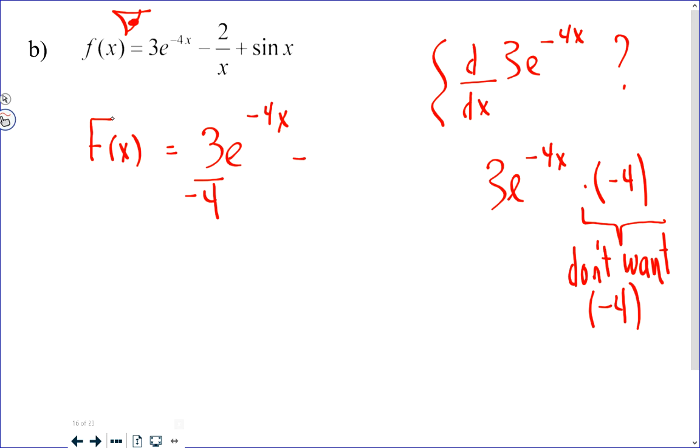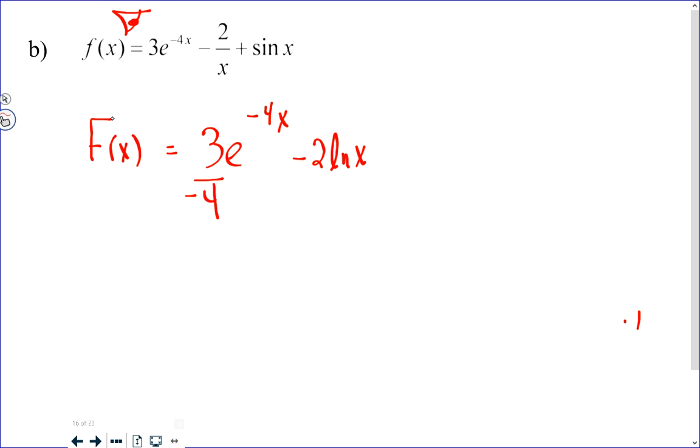Minus, what is the antiderivative of 2 over x? You know that when you differentiate ln x, you get 1 over x. So the antiderivative of 2 over x is 2 ln x. Now, what is the antiderivative of sine? This gets very tricky.